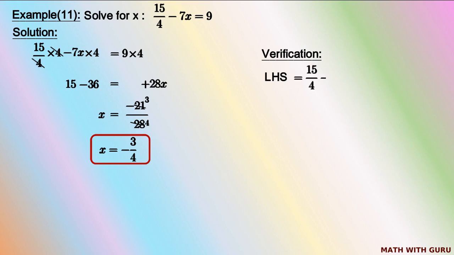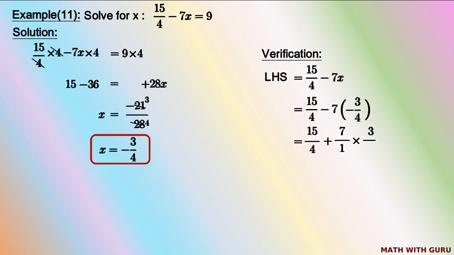Verification. Let us do it quickly. Here we need not evaluate LHS and RHS separately because we have 9 in the RHS. It is a number. Substitute the value of x. Now 15 over 4, minus into minus is plus, 7 over 1 into 3 over 4 equals 15 over 4 plus 21 over 4. 4 is the common denominator. Write down the numerators over the common denominator.